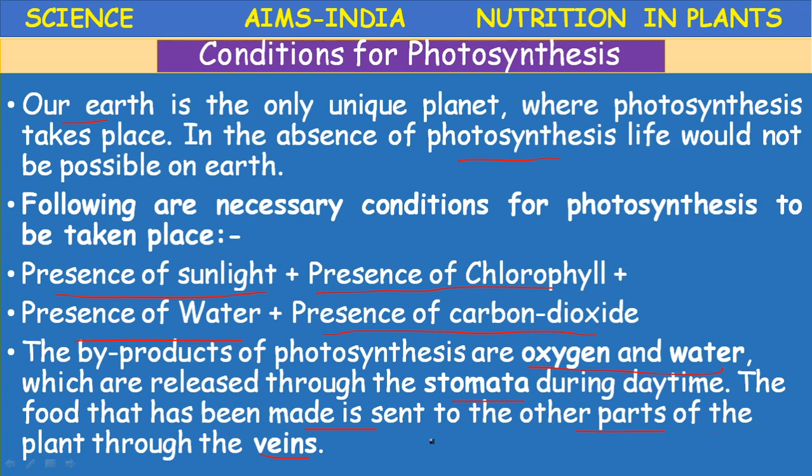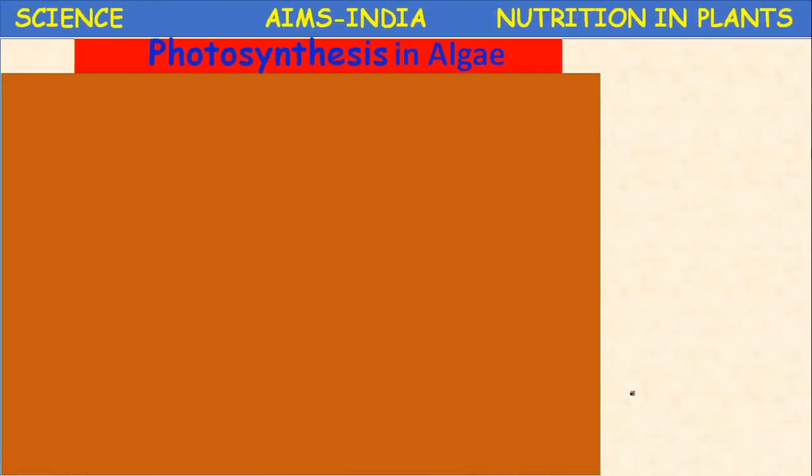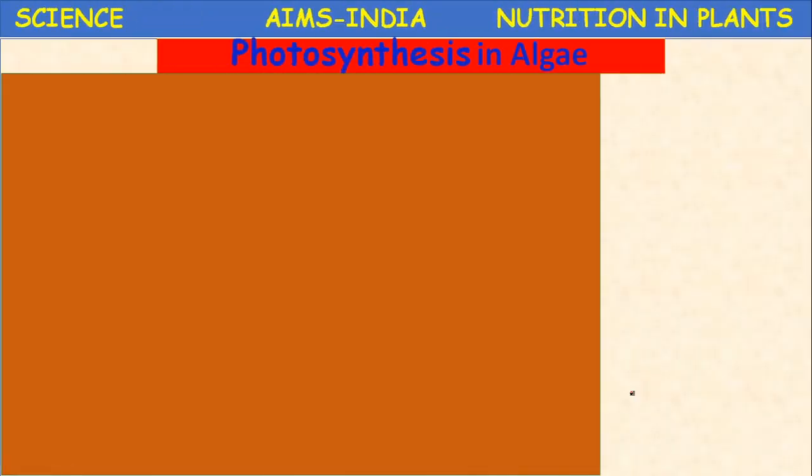So the conditions for photosynthesis, what are the main conditions? Sunlight, chlorophyll, water, carbon dioxide. Okay, let us proceed, children. Photosynthesis in algae.